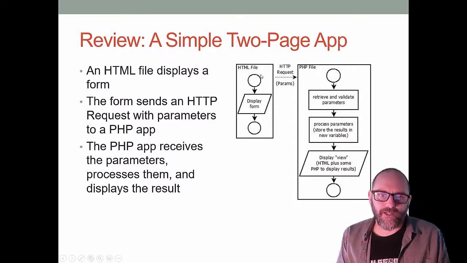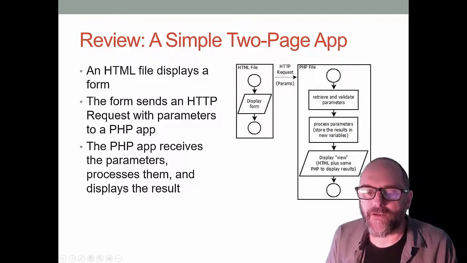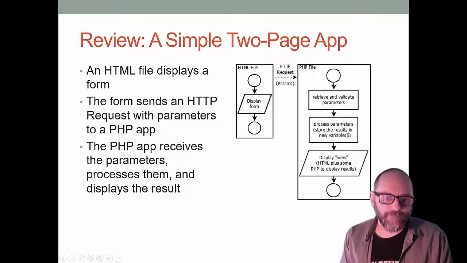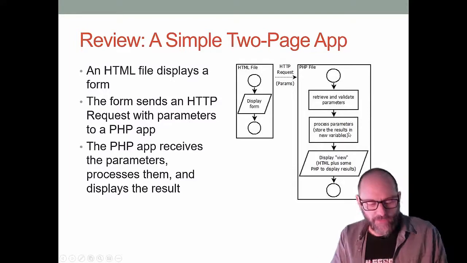What I've put in the middle here is supposed to be a flow chart. So the circles are for start and end, the squares are for processing, and the parallelogram is for input and output. Okay, so that's how a two-page app works.